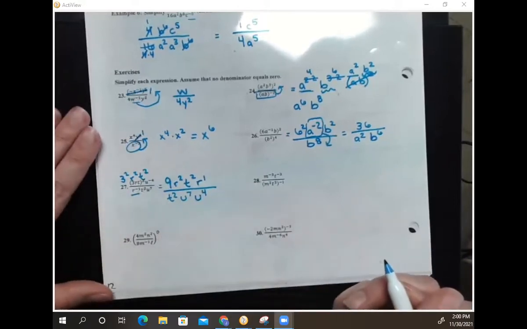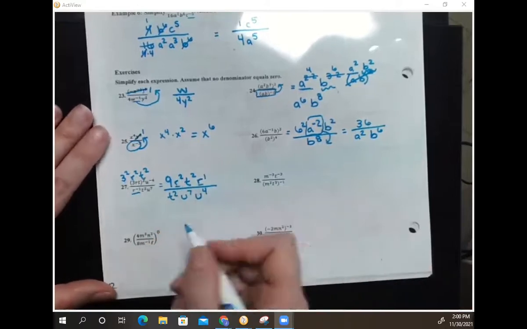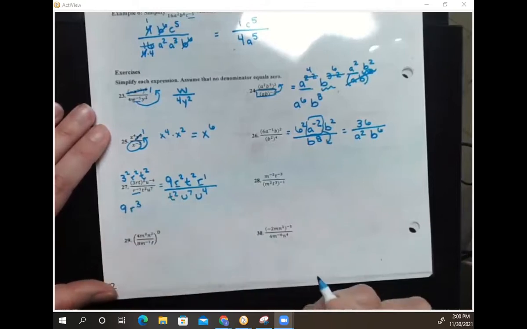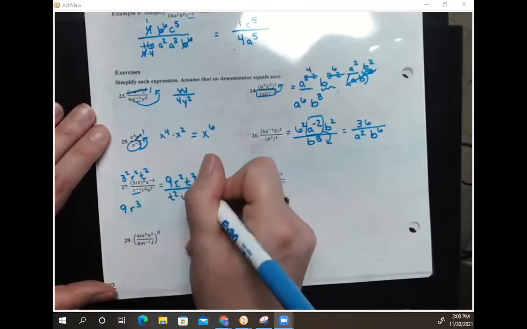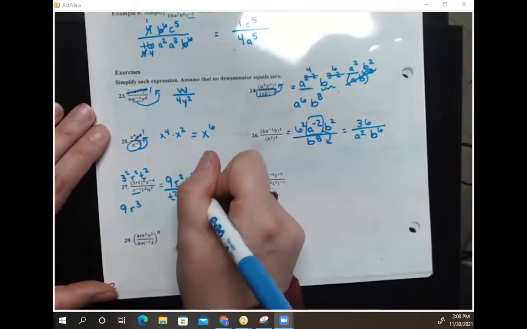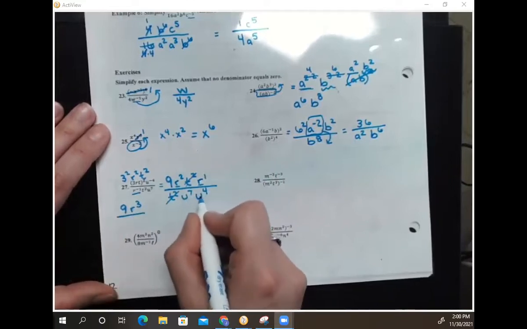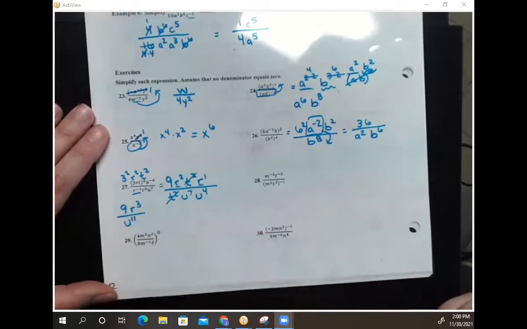From here, I want to combine my like terms. So on top, I've got a couple of r's. So I want to add those exponents. I would have 9r cubed. Then I also have t's. I've got t squared on top and bottom. 2 minus 2 would be 0. So my t's are gone. And then on the bottom, add my exponents on my u's. 7 plus 4 would be 11. So u to the 11th on the bottom.